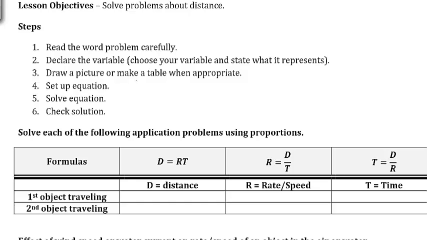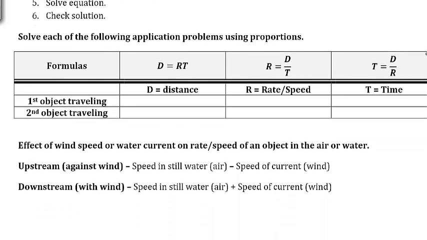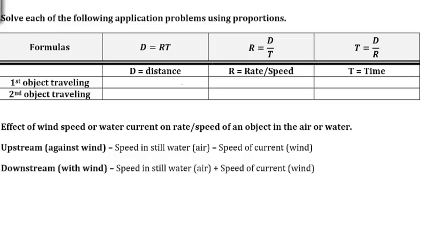If it's applicable, you should draw a picture or use a table when that's appropriate, and then set up your equation, solve the equation, and then check your solution, or at least check to make sure that your solution is something that's reasonable. So formulas that we have about distance are d equals r times t.